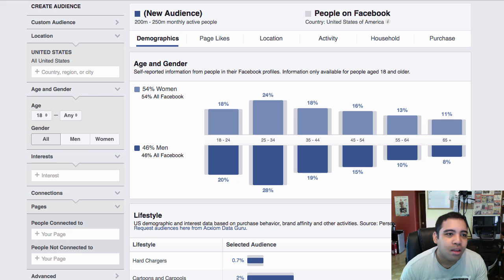In this tool here, we have what's called the Facebook Audience Insights. With Facebook Audience Insights, you can essentially see on a broad basis how your buyers and your target market behave. For example, in this area here, you can choose the age. In this case, we'll just do 18 and up. You can choose the gender, put in your interest, and even the pages that they're connected to.